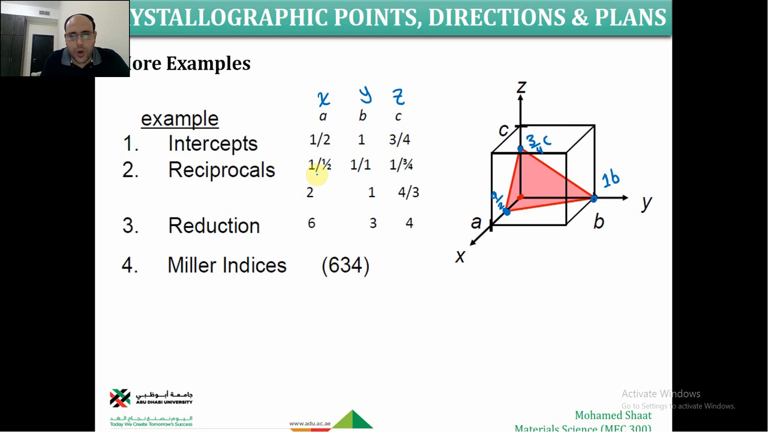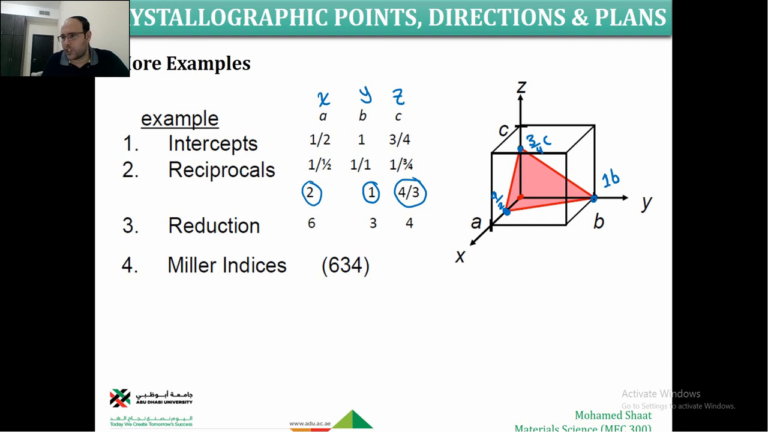It is half, so 1 over half gives 2, right? 1 over half gives 2. 1 over 1 gives 1. And 1 over 3 over 4 gives 4 over 3. After the reciprocal, we end up with 2 indices that are integers, while this one is a fraction.